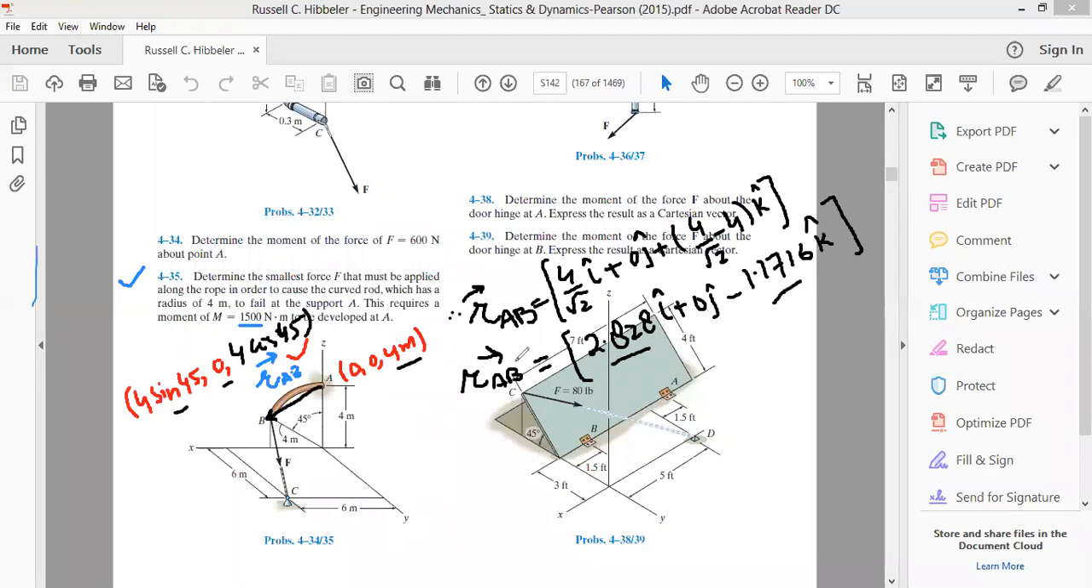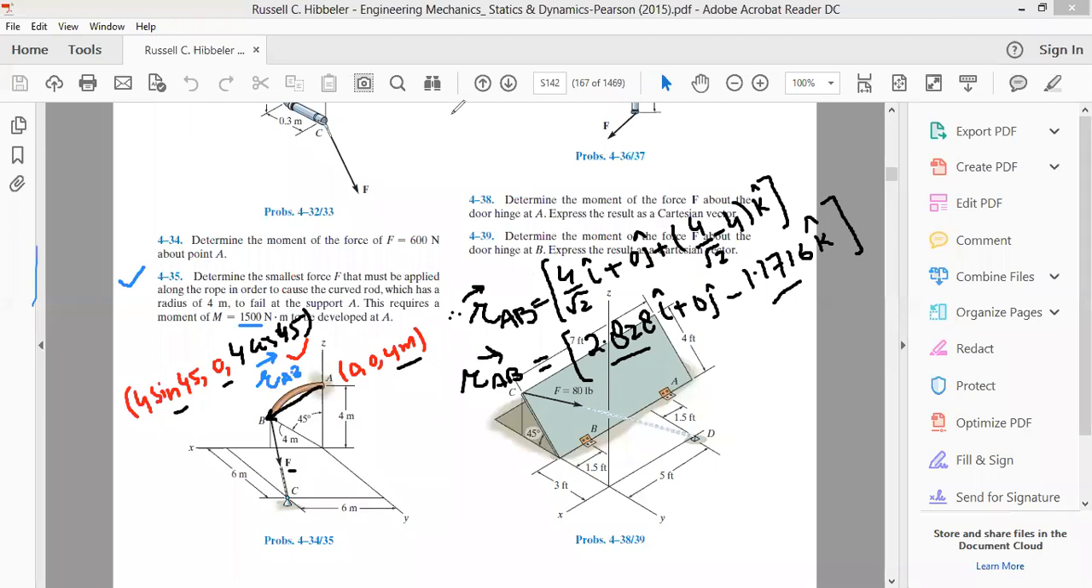Save this RAB. Now after drawing this RAB, we have to find this force F. Look at this force F again. Its magnitude we have to find, but the direction of force F is given to us. It's acting from point B to point C. Now using the distance formula, you can write force F in terms of its magnitude F and the unit vector drawn from point B to point C.